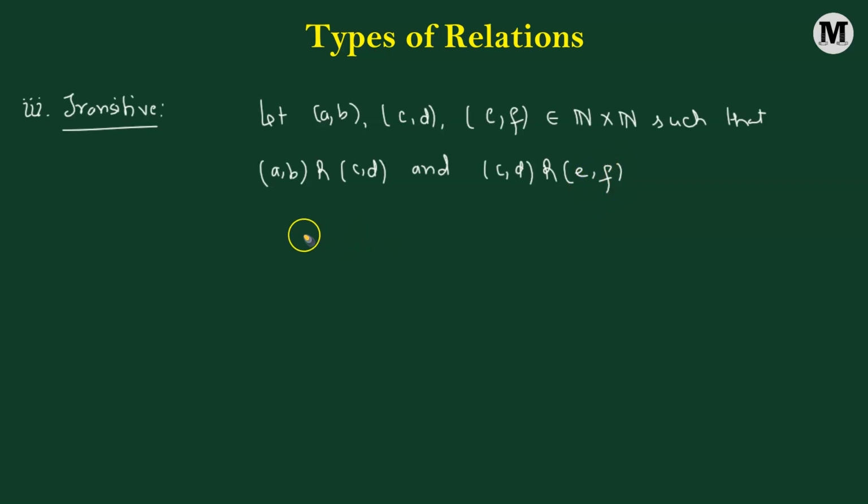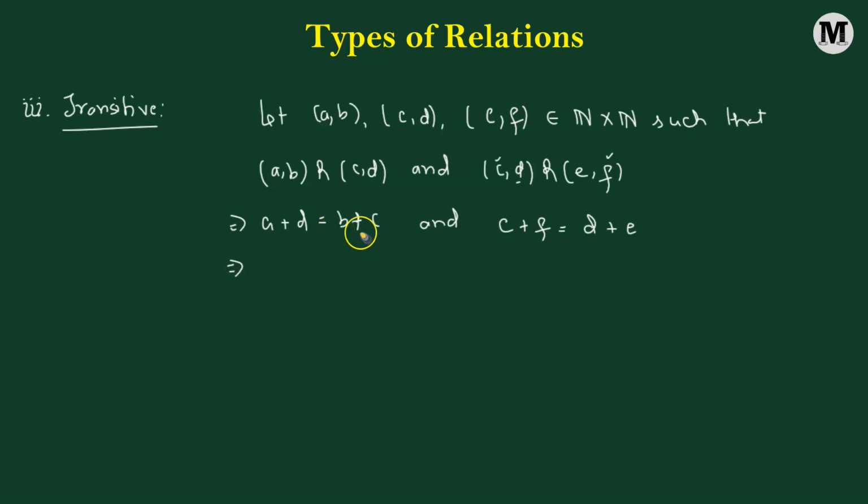Fine. Now what does it mean when we say that a comma b is related to c comma d? So we have a plus d equals b plus c. Fine. And c comma d related to e comma f simply means that c plus f must be equal to d plus e. All we're doing is taking the first element of the ordered pair c comma d and adding it to the second element of the ordered pair e comma f. That will be equal to the sum of the remaining two elements, d and e.